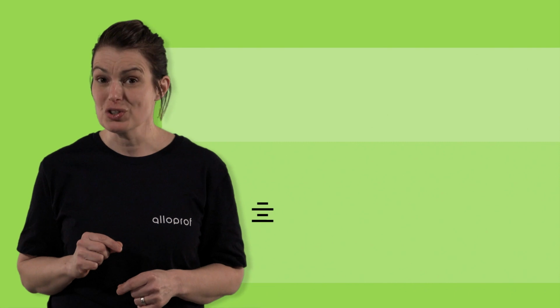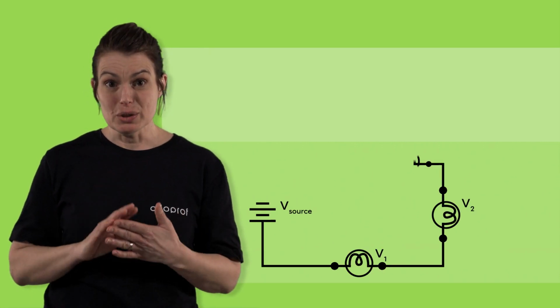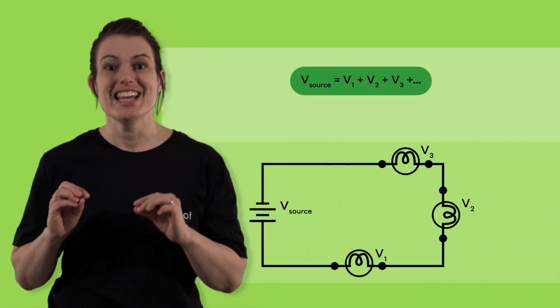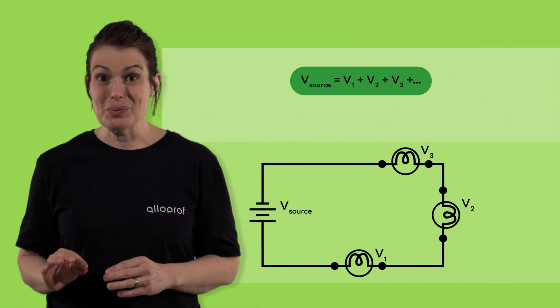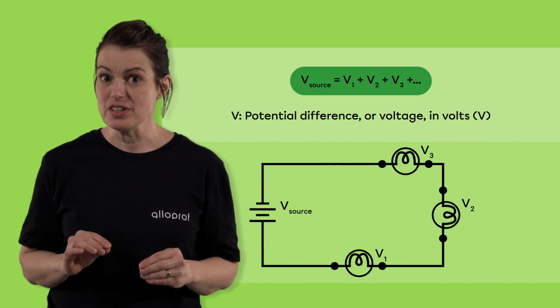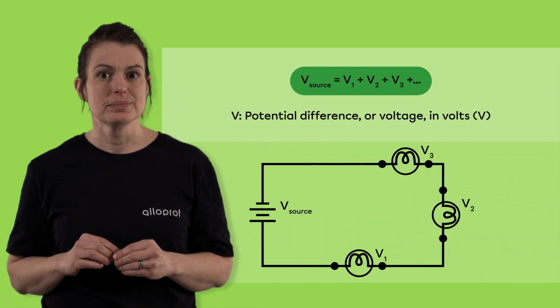Here is the formula for Kirchhoff's second law. In a loop, V at the power source is equal to V1 plus V2 plus V3, and so on, where V is the potential difference or voltage in volts.